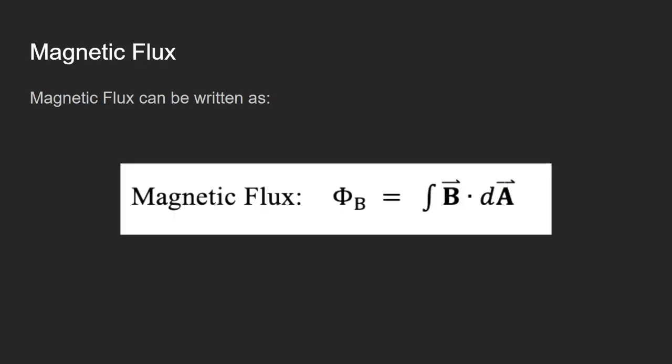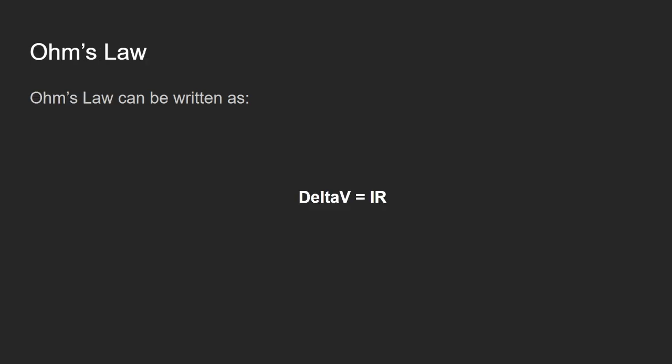Now magnetic flux, that is the integral in the Faraday's law equation. It is equal to the integral of the B field dotted with n hat dA. Now Ohm's law can be written as delta V is equal to the current times the resistance.